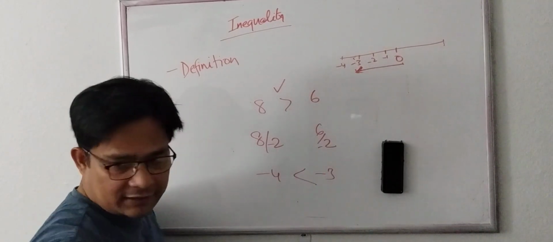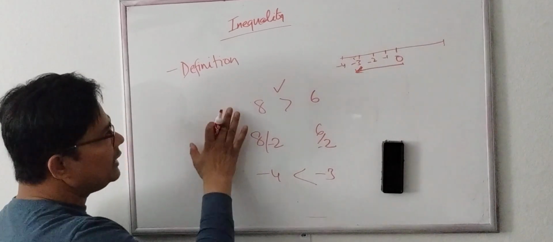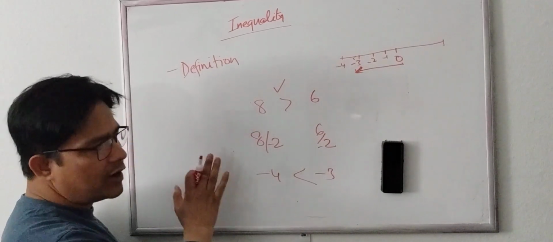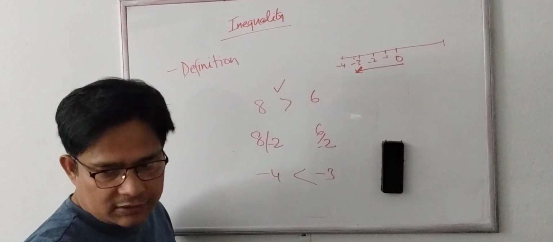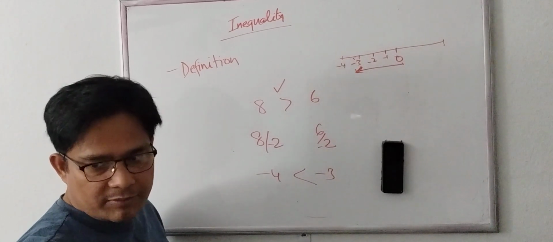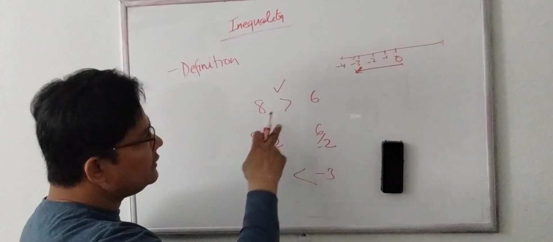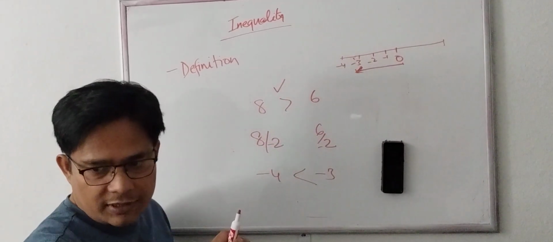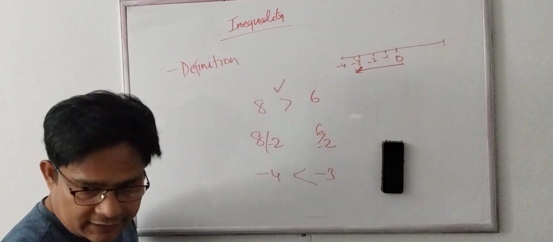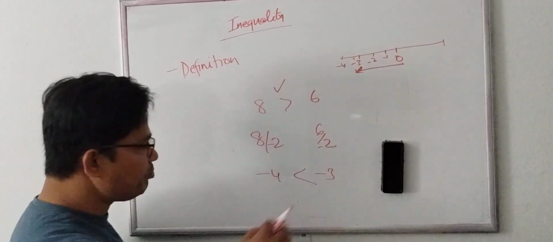The relationship changes. So in the case of multiplication and division, you have to remember that if you multiply by a positive number or divide by a positive number, the relationship will not change. But if you multiply or divide by a negative number, the relationship will change. Okay?